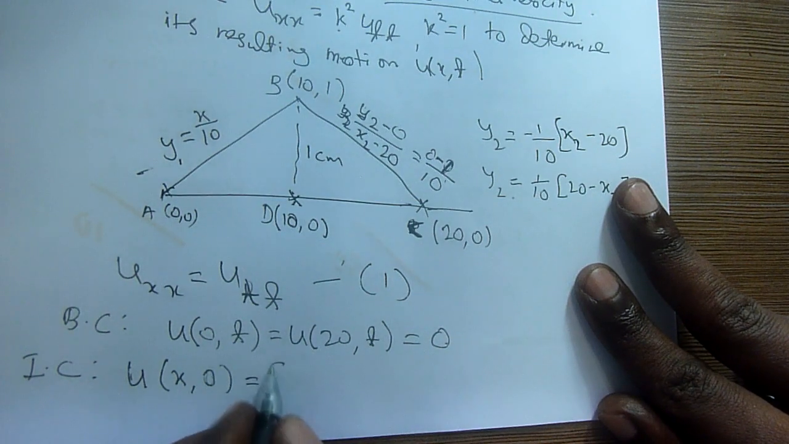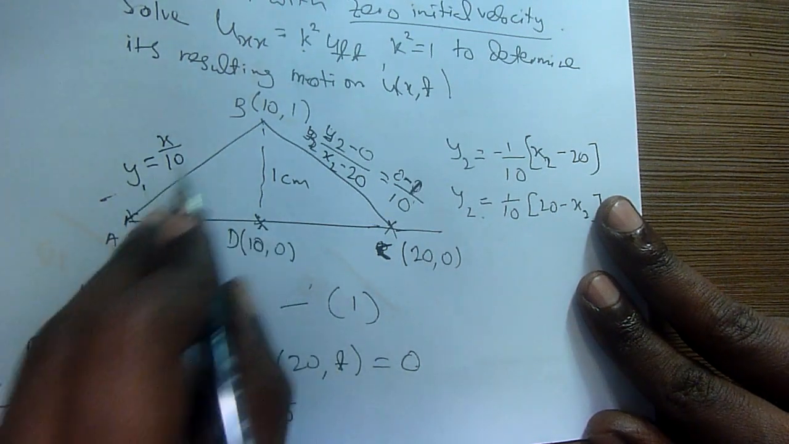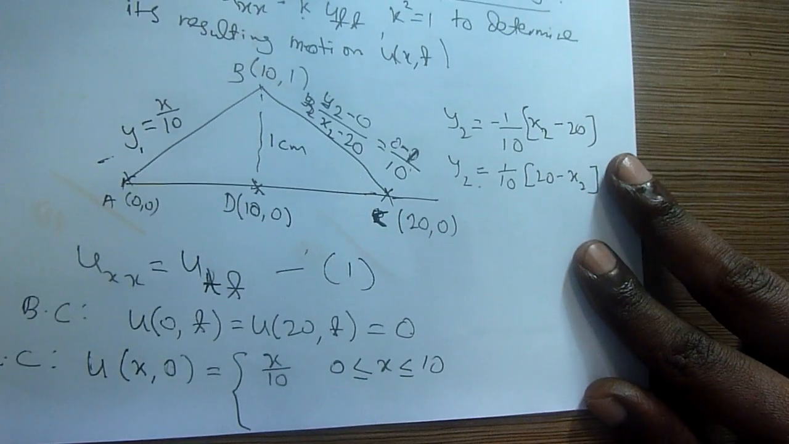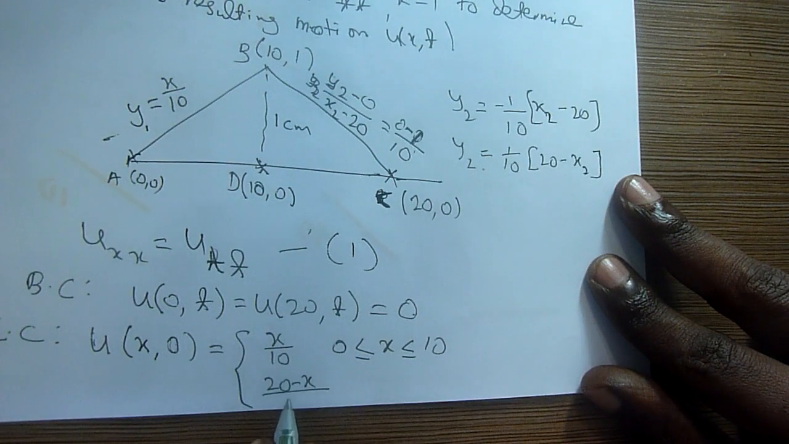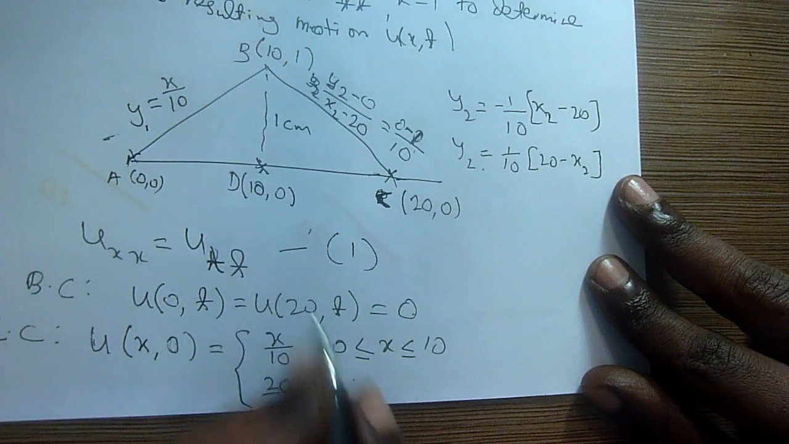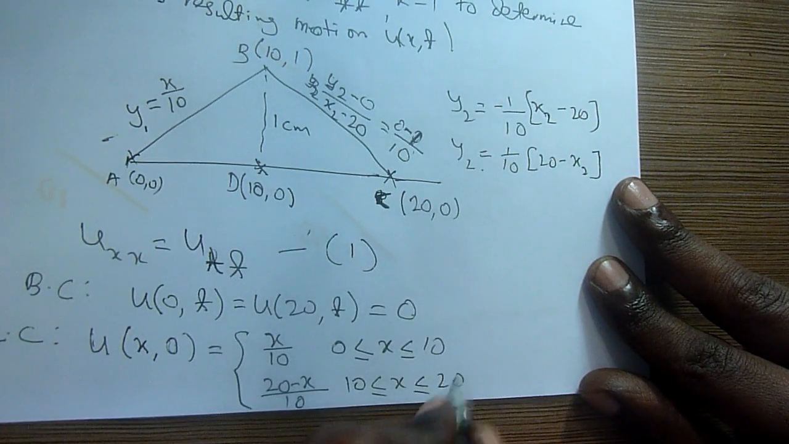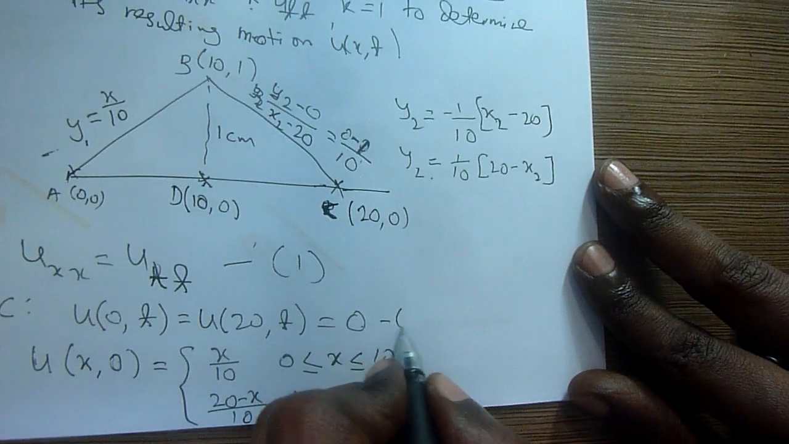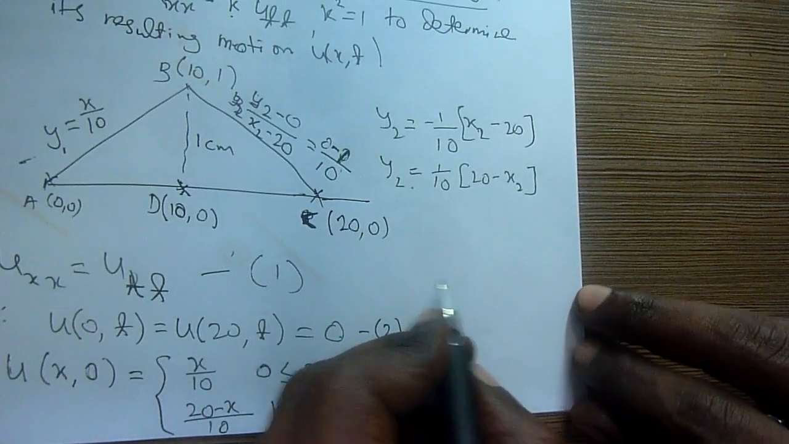Therefore our new formula will be x over 10. Be careful, because this is only applicable from 0 to 10, so place your constraint here. What about the next one? The next one is 20 minus x over 10. It works from here to here, that means from 10 to 20. This equation is number 2, and this can be number 3. Number 4, I just write it here.